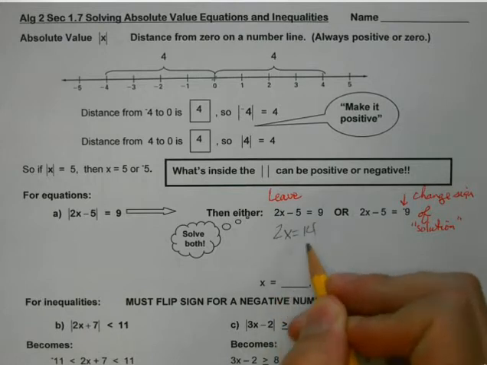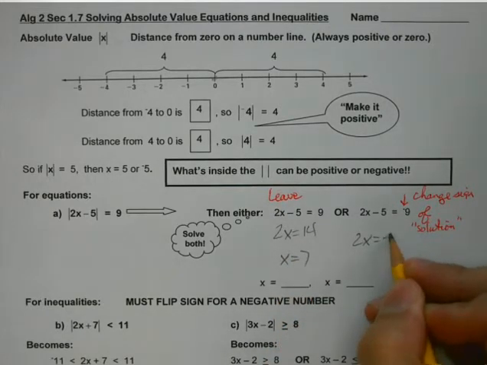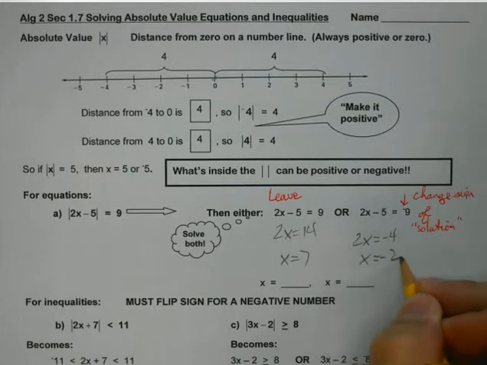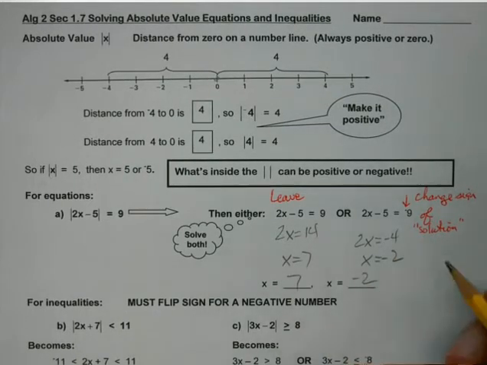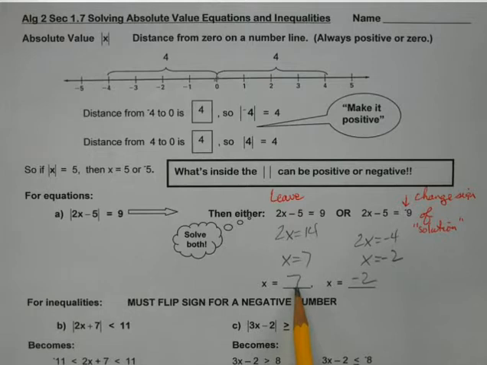So we're going to add 5 and divide by 2. We're going to add 5 and divide by 2. And we're going to get two solutions, because if I plug these in, 2 times 7 is 12. Wow, it's been too long of a day. 2 times 7 is 14, minus 5 is 9. The absolute value of 9 is 9.